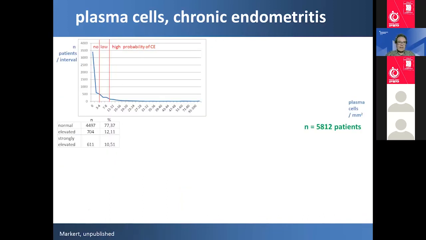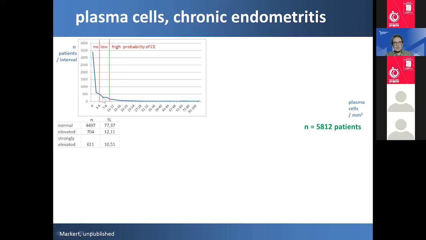So we have analyzed the numbers of plasma cells, and you see here again intervals of numbers. So this is 0, then 0 to 2, 2 to 3, 4, 5 to 6, 7 to 8, and so on. And of course, most of the samples that we have analyzed are in the range between 0 and 4 plasma cells. So this is normal.